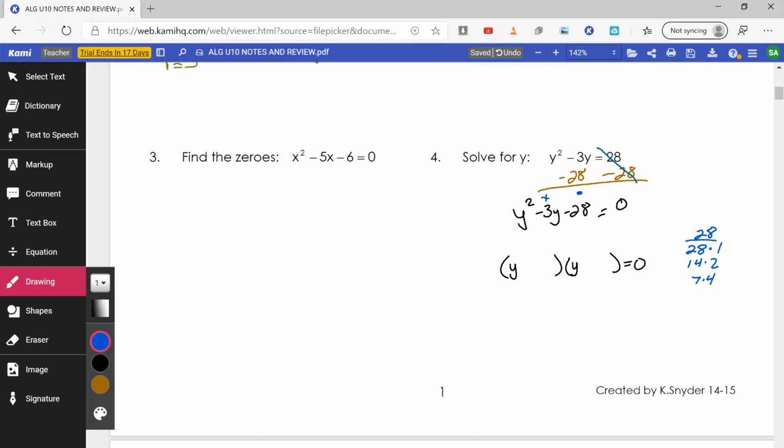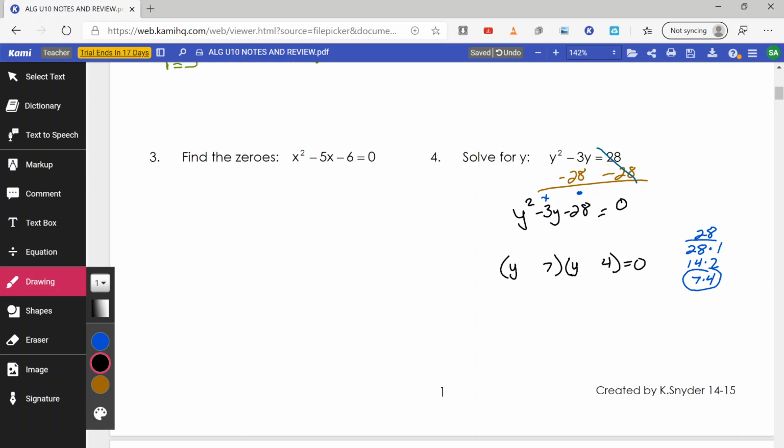Somehow we need to get to 3. So here we got 28 and 1. 28 plus 1 gives me 29. 28 minus 1 gives me 27. So there's no way I could get to 3, or in this case, negative 3. If I look at 14 and 2, 14 plus 2 gives me 16. 14 minus 2 gives me 12. So there's no way I will get 3. Now 7 and 4, 7 plus 4 gives me 11. 7 minus 4 will give me the 3. So there is the numbers that we're going to use. We're going to use 7 and 4.